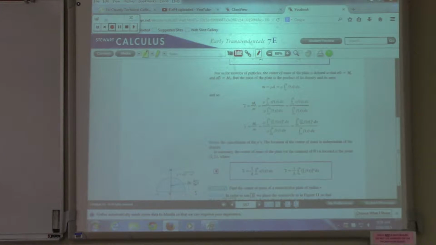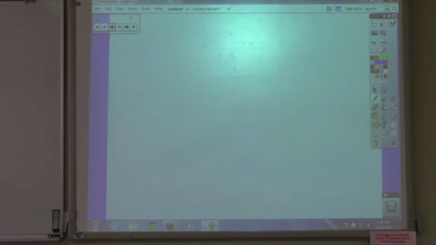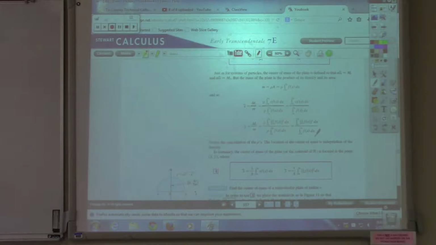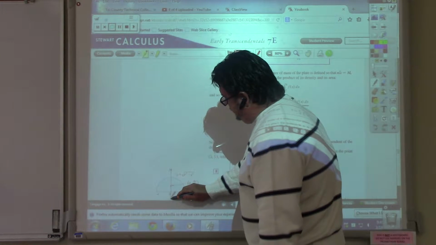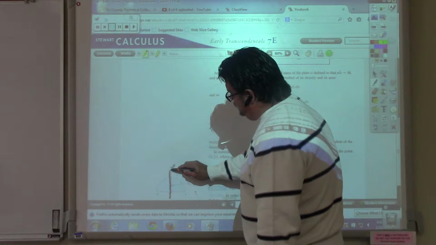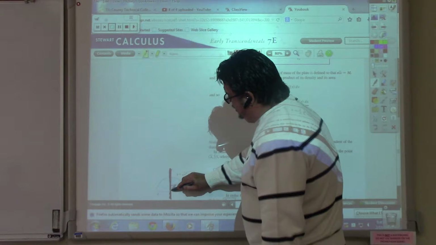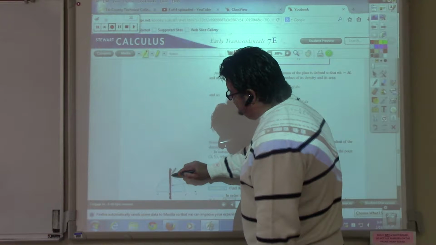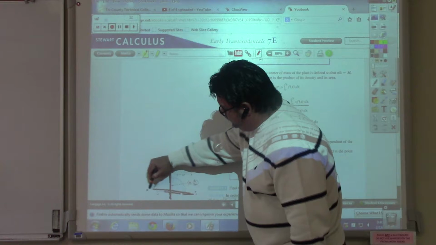And in this case, the symmetry is around what? The x-axis? The y-axis? Here's the symmetry. Line of symmetry is right here. Now, if the line of symmetry is right there, then you know that your center of mass is going to fall on this line as far as x goes.